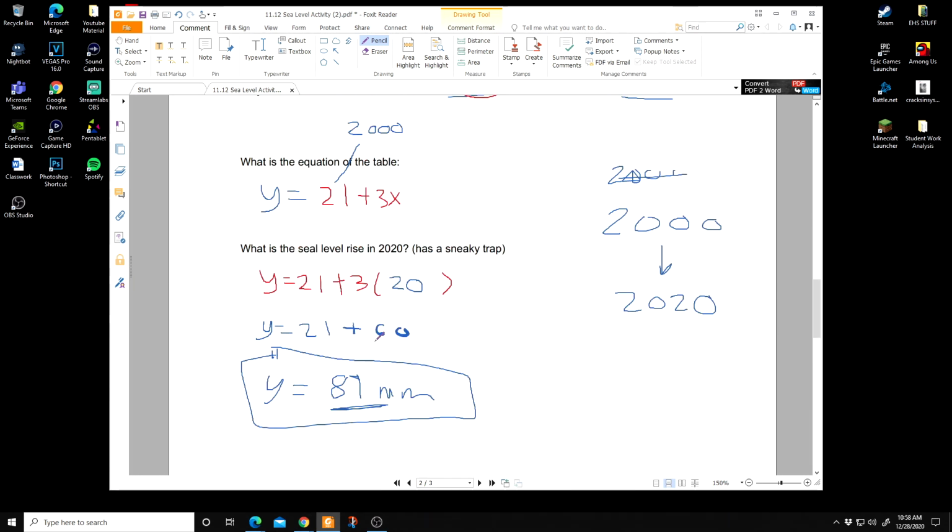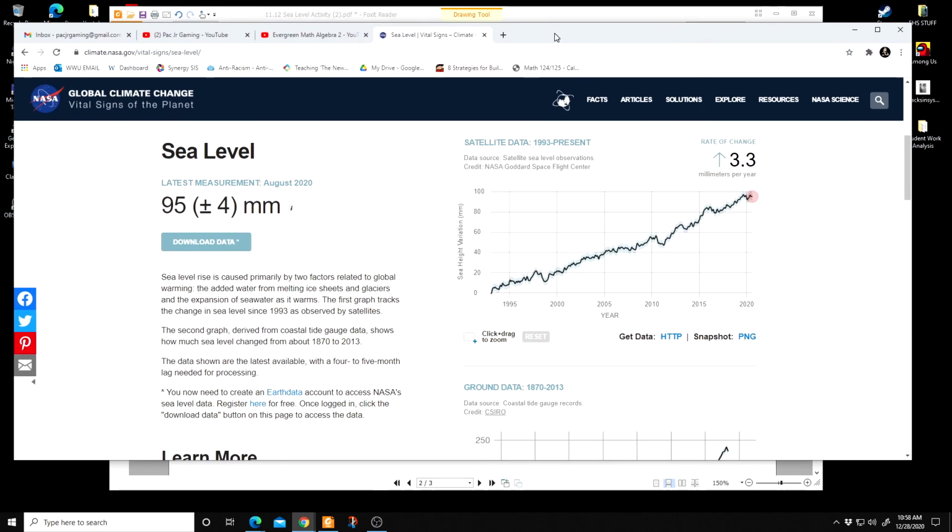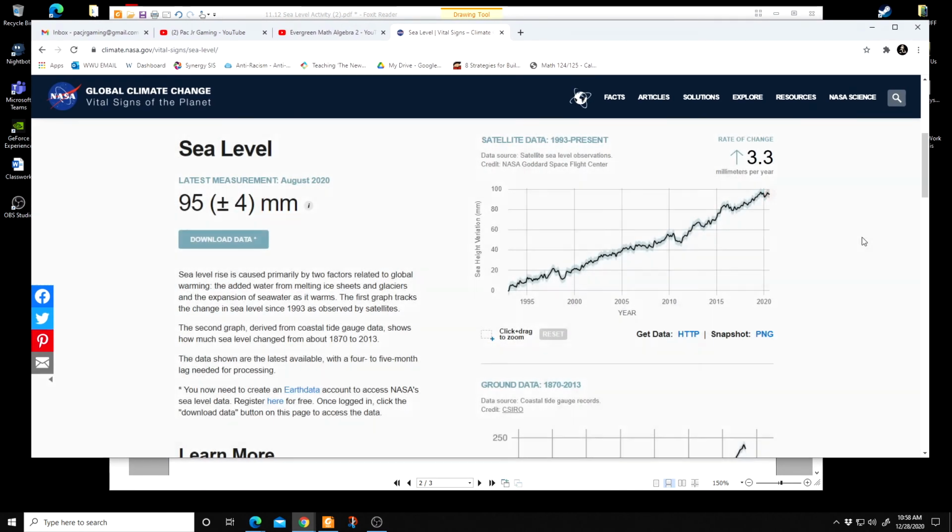Well, hold on real quick because I want to show you something. So here is the sea level rise according to NASA. Let's go ahead and go to 2020. And you can see that even just by me toggling around, February 9th.